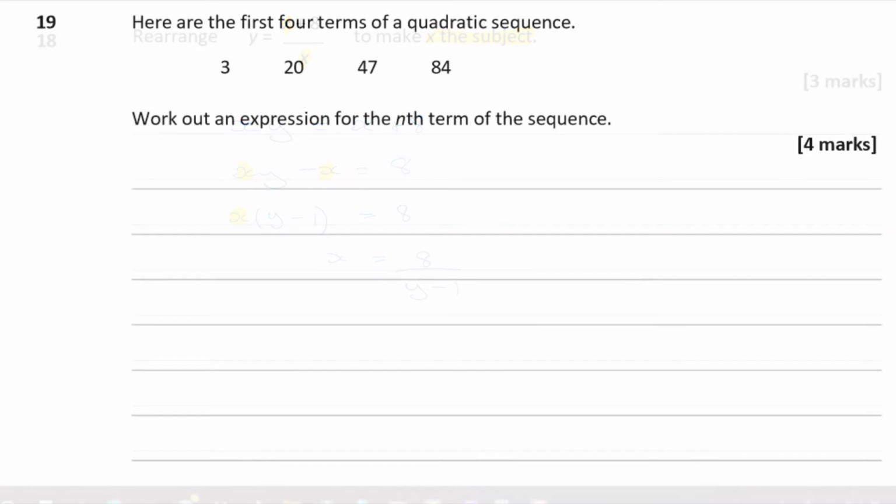I'm done. Question 19. Here are the first four terms of a quadratic sequence: 3, 20, 47, and 84. Work out an expression for the nth term of the sequence.